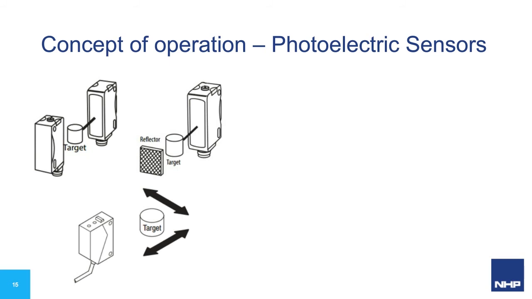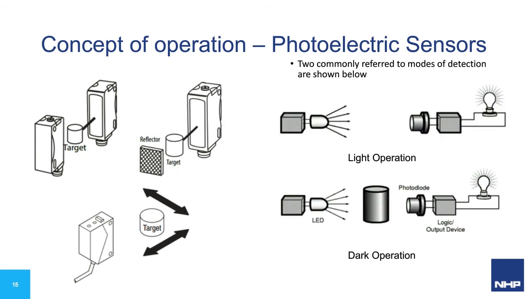So before we get into this detail further, however, there are 2 important methods of operation that need to be understood. So photoelectric sensors can either work in what is known as light operation mode or dark operation mode. The light operation mode is when the output is on when the receiver can see the light, while dark operation mode is when the output is on when the light to the receiver is blocked.